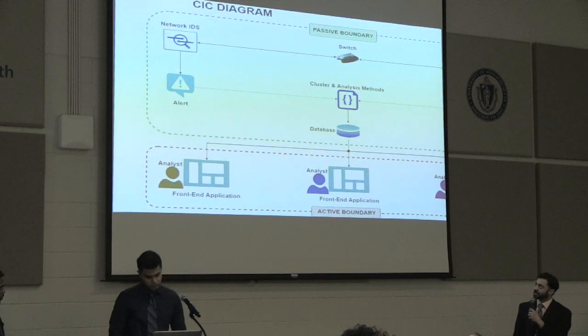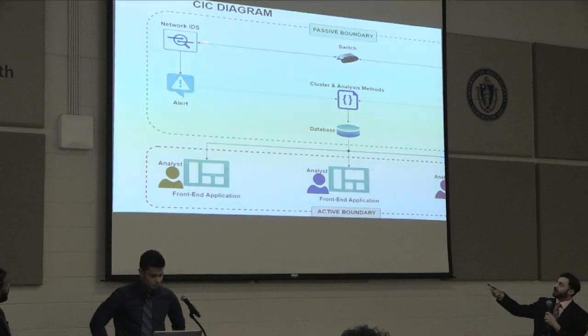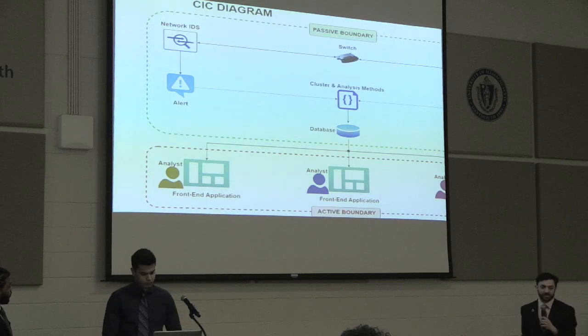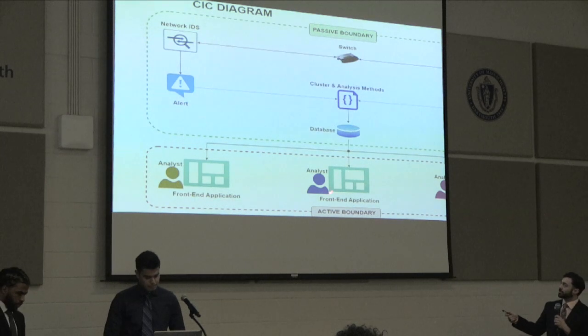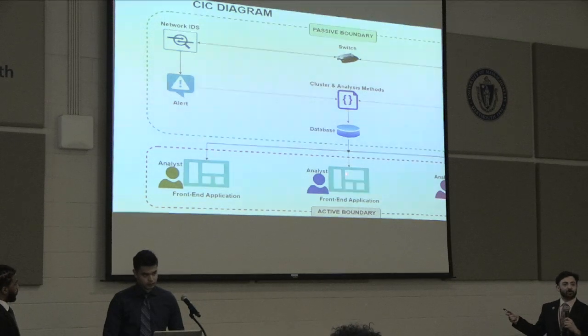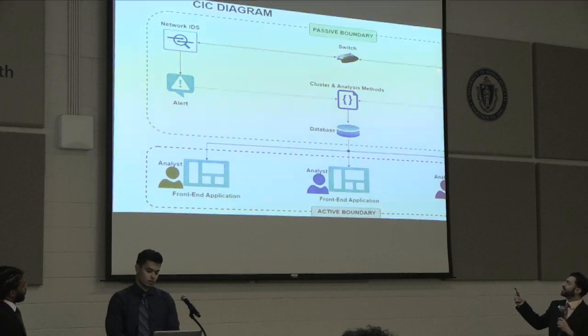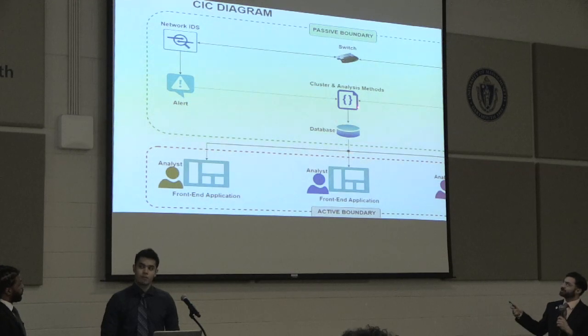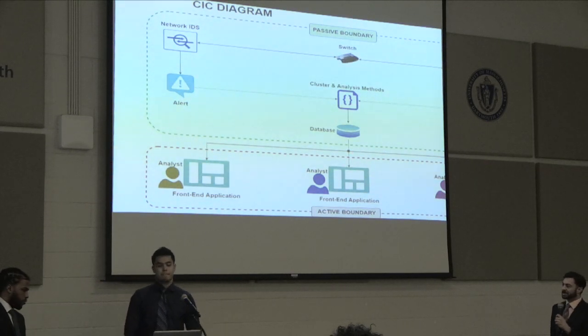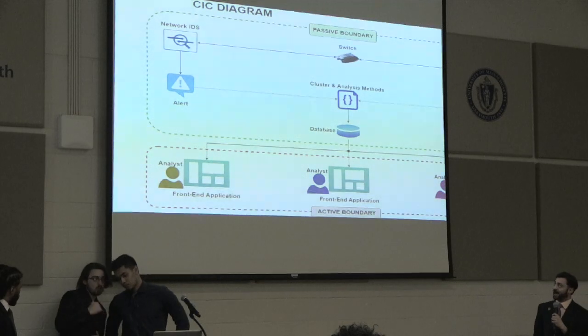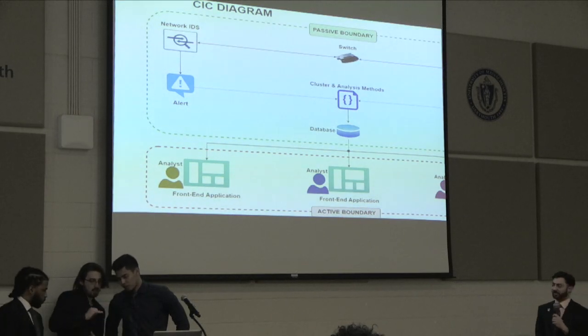So if we look at the diagram above, you can see there's a passive boundary and an active boundary. The user or analyst will interact with the front-end dashboard through the active boundary. So let's say an attack were to occur. We would gather traffic from our network IDS packet capture and also our host IDS packet capture, which is on the right but you can't see. We would combine these said files into our clustering and analysis methods and then query to our MySQL database for the analysts to view the alert.